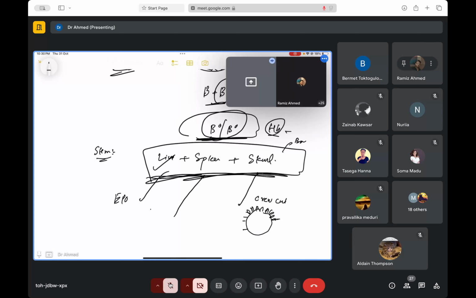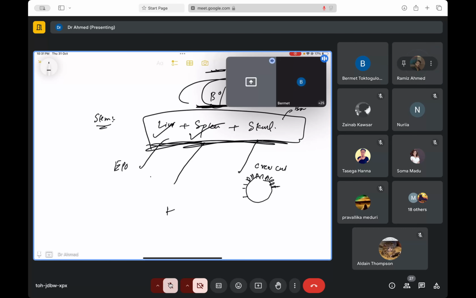You are going to see hepatomegaly, splenomegaly. Okay, yes. And you are also going to see target cells. Can you just tell me what are target cells?